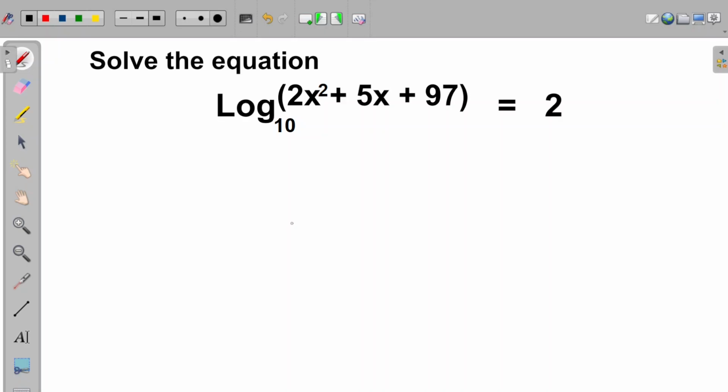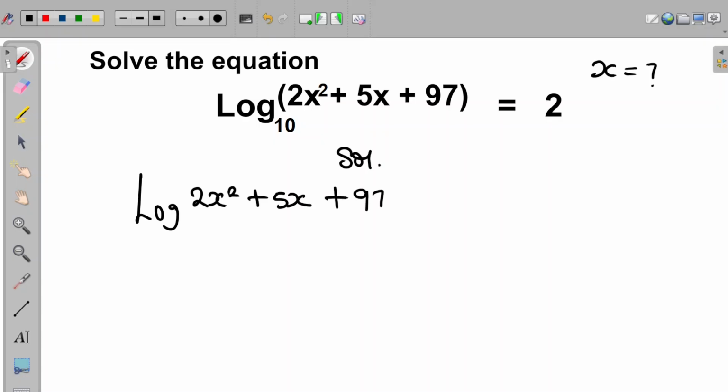Hi, we are asked to solve the equation log of 2x squared plus 5x plus 97 in base 10 equal to 2. So we are asked to find the value of x. So we have the equation: log of 2x squared plus 5x plus 97, all in base 10, equal to 2.